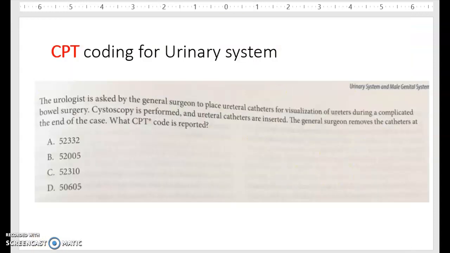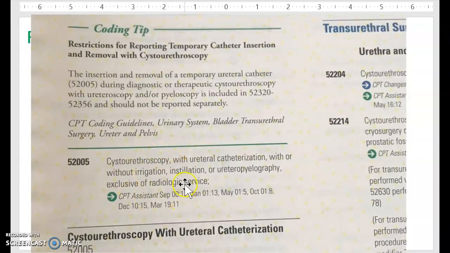So all of the codes that you were given along with this, these are the codes that they're talking about. Go ahead and check all of them individually. Find these codes, read the notes, read the keywords exactly as we're reading here. So let's read the 52005. Cystourethroscopy, urethral catheterization with or without irrigation, instillation, or ureteropyelography, exclusive of radiological service. Okay, so exclusive of radiological service.